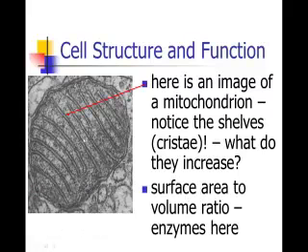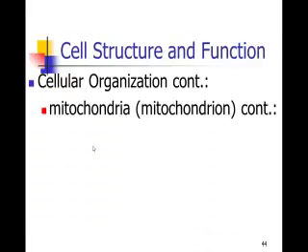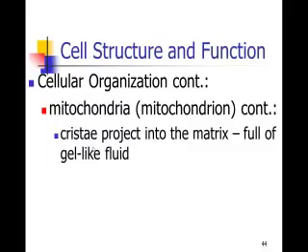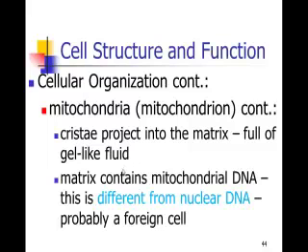So by having these shelves, there's way more surface area than there would be if it were just a big bubble. We're going to see this kind of shelf projection also in the small intestine, where it increases the surface area of the small intestine for absorption. In this case, it increases the surface area where the enzymes can be found that break down the molecules that are inside of the mitochondria. So the cristae project into the matrix. The matrix has a gel-like fluid surrounding these cristae.